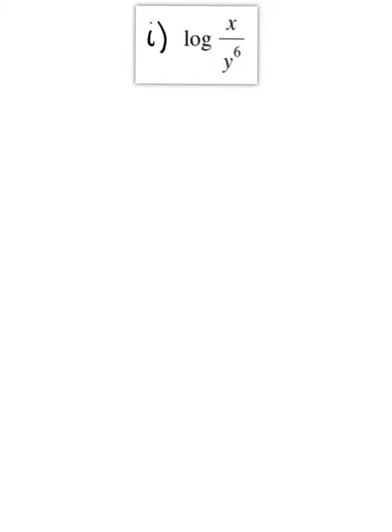Okay, so this next one has a fraction, but it also has an exponent. But this exponent doesn't apply to the whole fraction, it just applies to the y in the denominator. So we won't do the power rule first. We'll do the quotient rule first, where the fact that we have a fraction means we'll split it up into 2 logs subtracted. The numerator of the fraction goes in the first log, and the denominator goes in the second log.